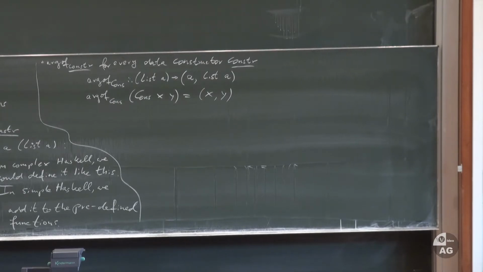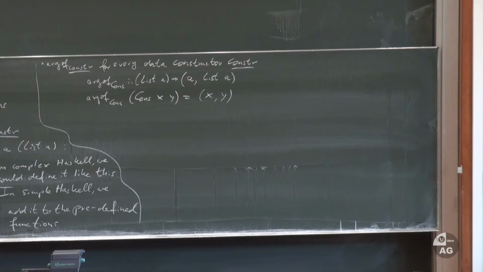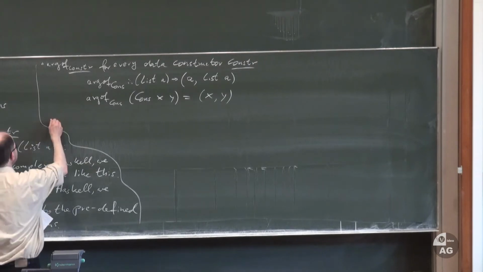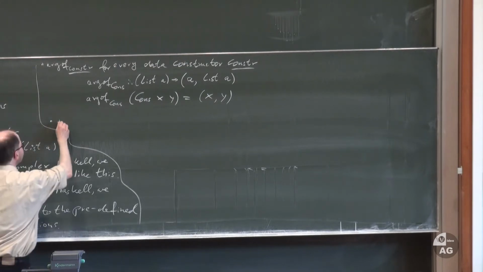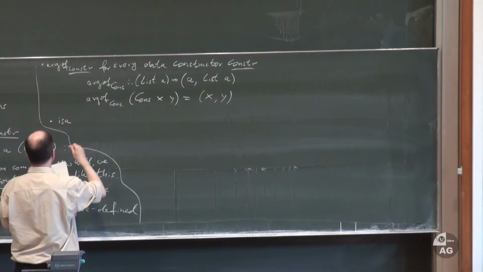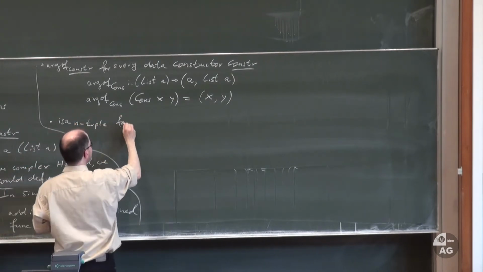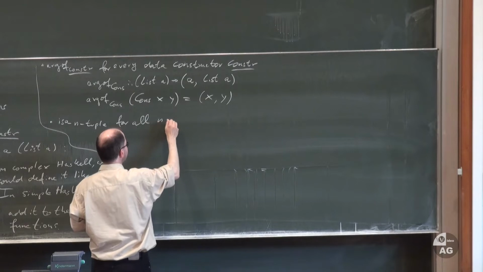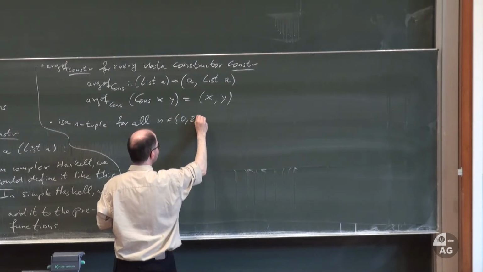And it can do this not only for objects built with data constructors, but it can also do the same thing with tuples. It can find out whether something is really a tuple or not, and it can extract components from tuples. And therefore, we need these is-a and arg-of functions also for tuples. So we need a function is-a-n-tuple for all n: 0, 2, 3, and so on. Not for 1.